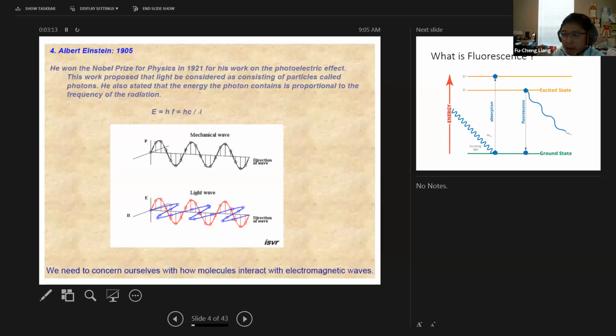And of course, I'm a biochemist. I like to understand how the molecule is going to interact with this photon, and how the photon is going to change with the interaction of the molecules.